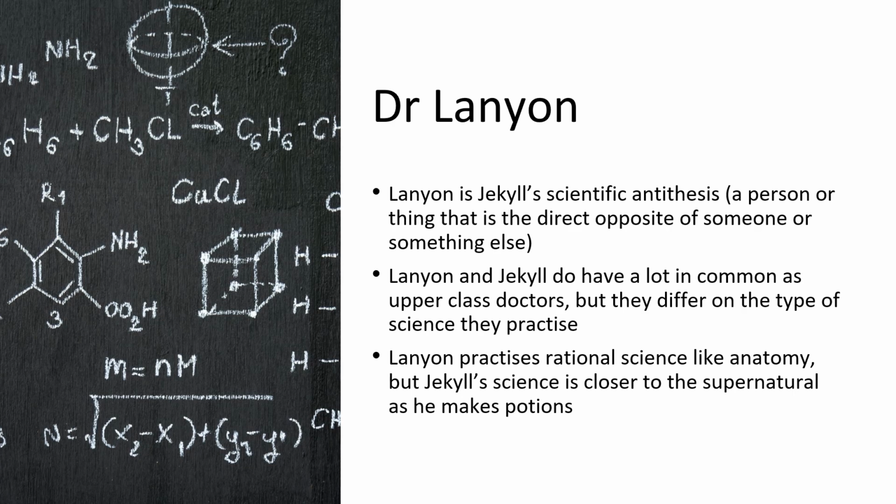So let's take a look at Dr. Lanyon. So Lanyon is Jekyll's scientific antithesis. An antithesis is someone or something that is the direct opposite of someone or something else. So in this case, Lanyon and Jekyll are very much opposites. They represent different things about science in Victorian England.